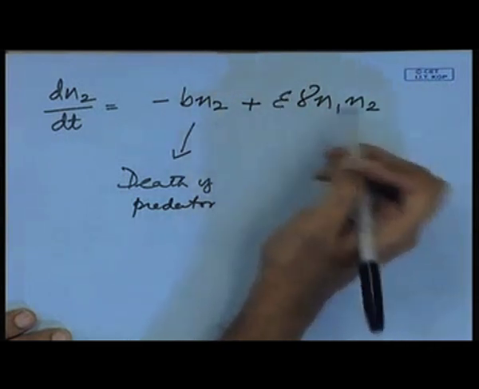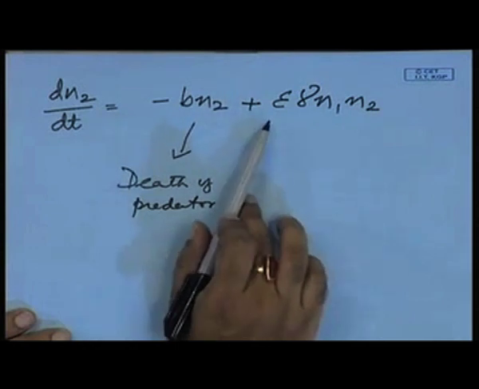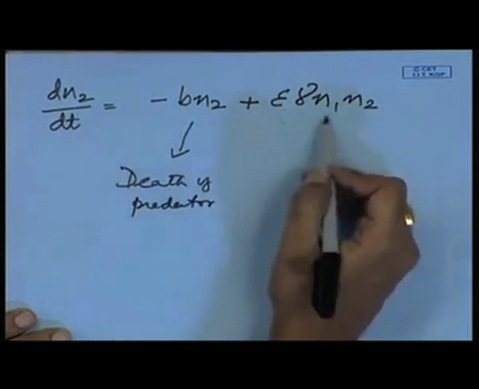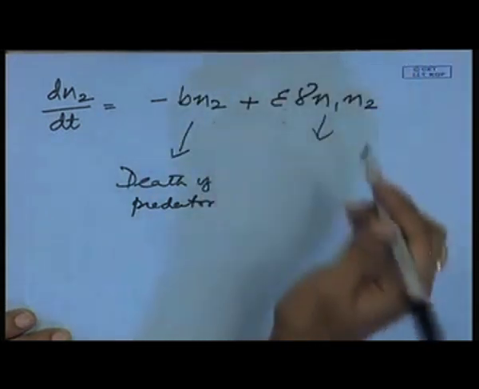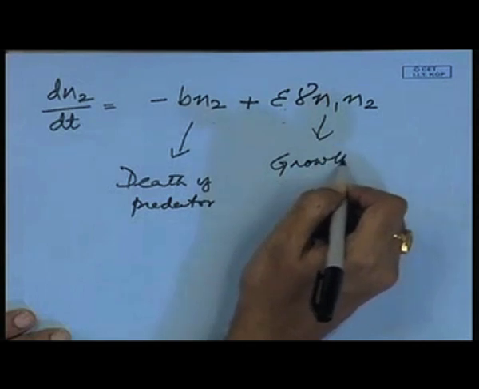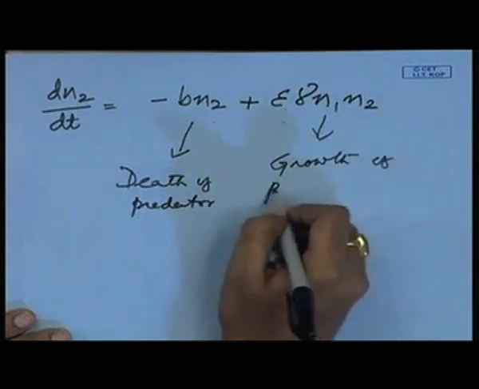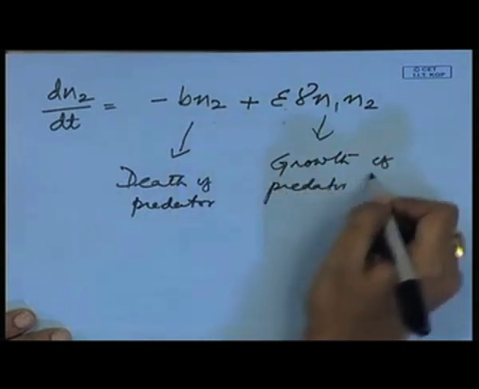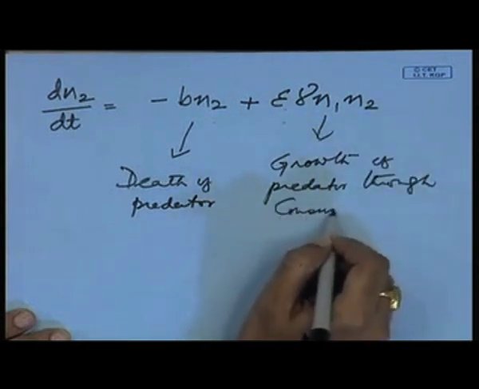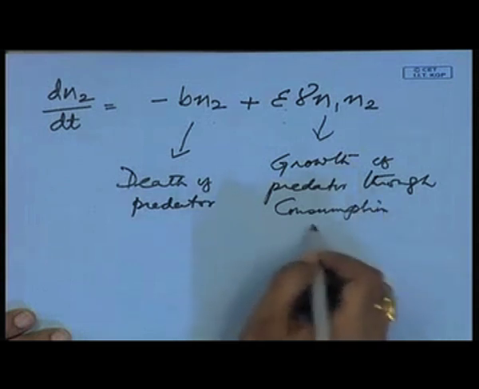Let us multiply this by a factor epsilon, because not all the food that has been consumed by the predator goes in the formation of the predator itself. So, a part of it. So, epsilon is typically less than 1. So, growth of predator through consumption of prey.